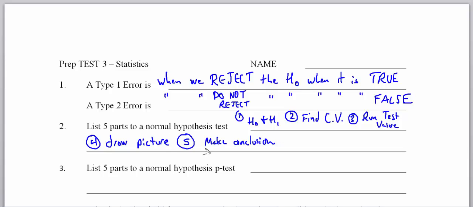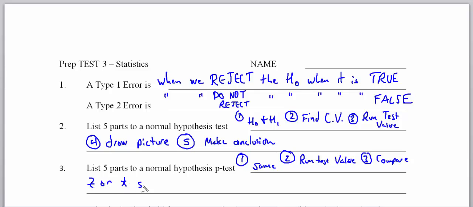If you're going to do a p-test, steps 1 is actually the same. You're going to talk about your null and alternative hypothesis. In step 2, instead of finding the critical value, you're going to run the test value. And when you find your test value, because it's going to be a z-score or t-score, you're going to compare that z or t-score to the chart.